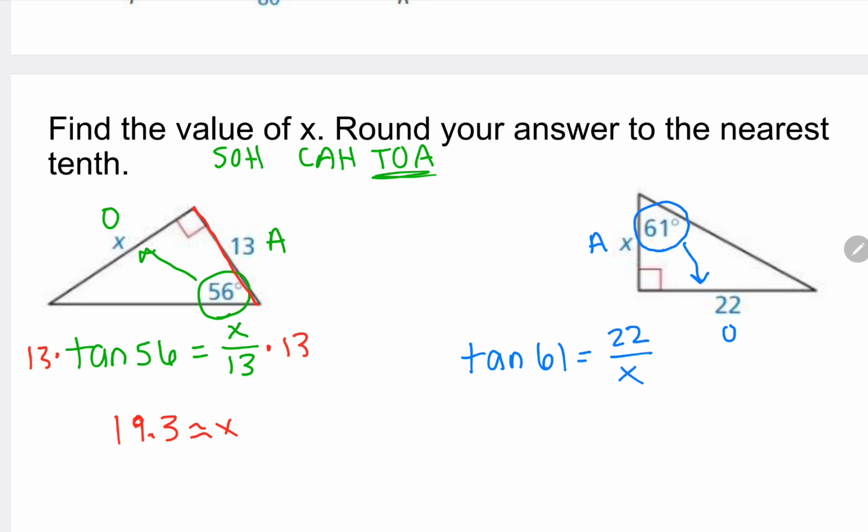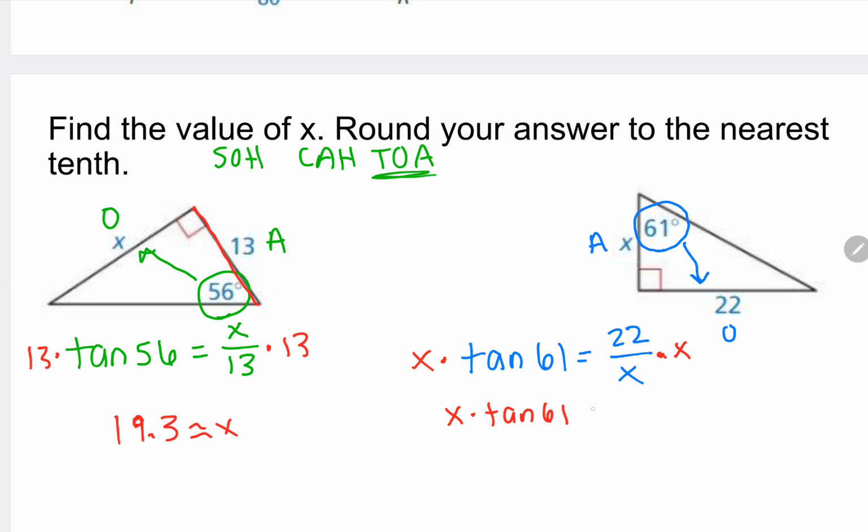This particular problem is a little bit trickier because the x is in the denominator. So when we're trying to solve for x, it's actually going to take us 2 steps to get there. First, we don't want the x in the denominator, so we're going to have to multiply both sides by x first. So we have x times tangent of 61.